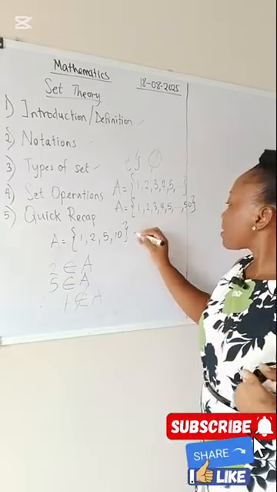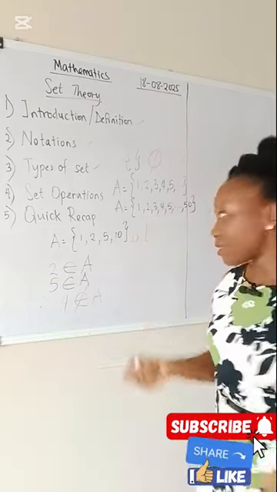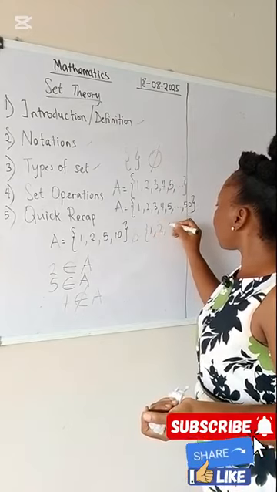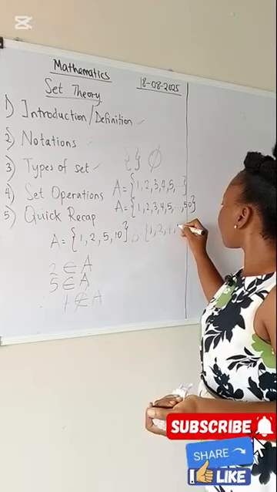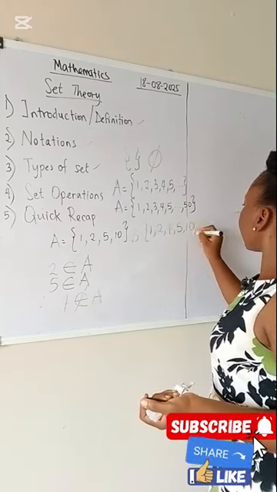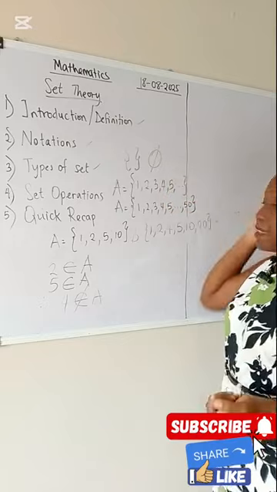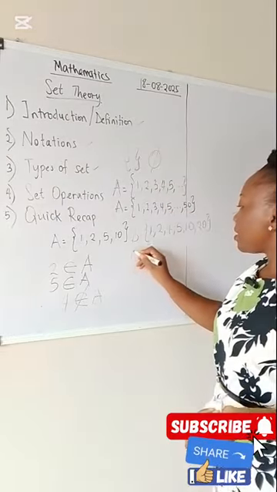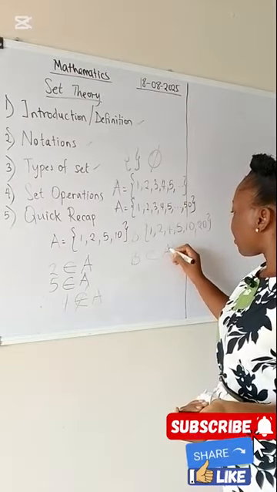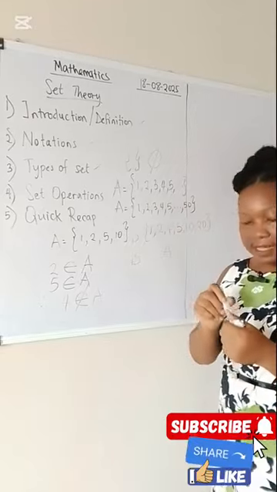Now I have another set, B, which is the set of all factors of 20, which includes 1, 2, 4, 5, 10, and 20. All these numbers we agree are inside set A. So we can say that B is a subset of A. That means the set B can be found in, or is contained in, the set A.